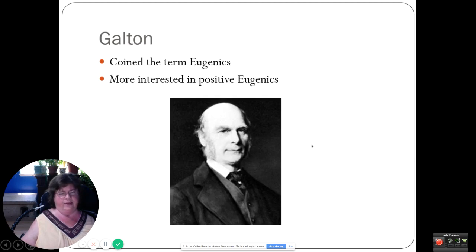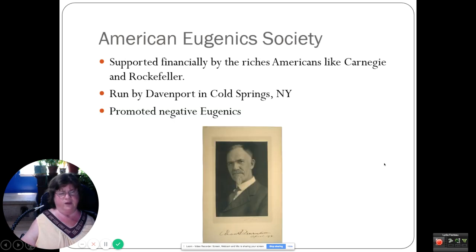So Galton we have. He's the one that actually coined the term eugenics. But he was more interested in the positive eugenics. The American Eugenics Society, which was supported by the richest Americans like Carnegie and Rockefeller, was run by Davenport in Cold Spring, New York, and this one promoted a more negative eugenics.